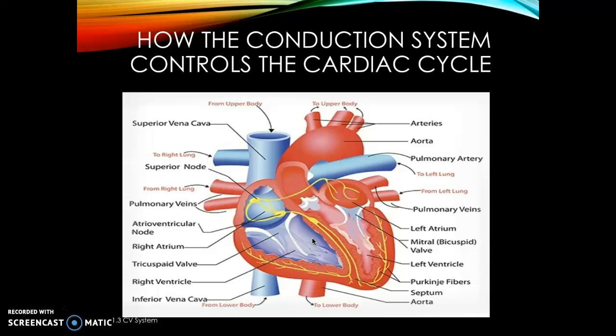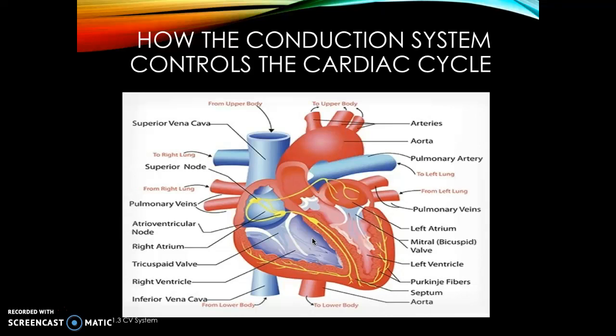The sinoatrial node, or the SA node, initiates or sends an impulse to the AV node, where the impulse spreads across the atria, causing atrial systole. This then causes the remaining blood in the atria to be pushed actively into the ventricles. The impulse reaches the AV node and continues down the bundle of His. The impulse is distributed to the Purkinje fibers, which causes ventricular systole.